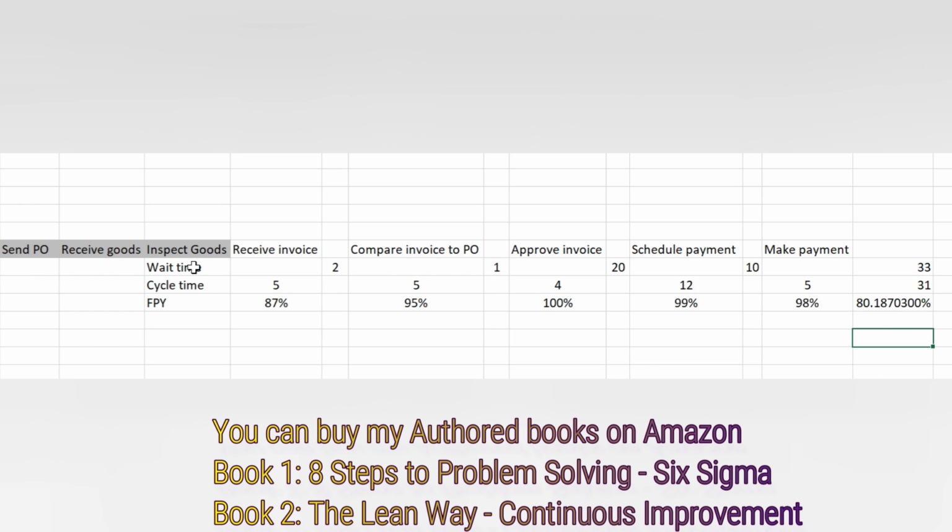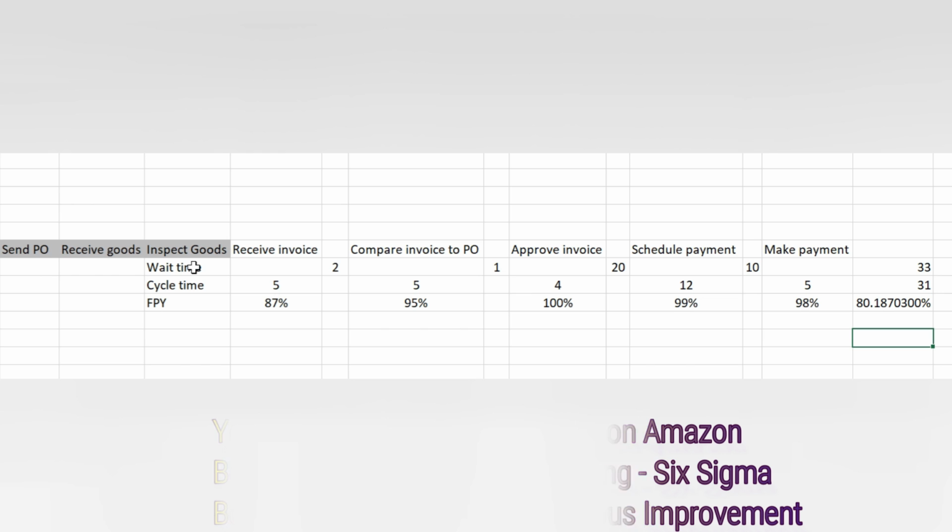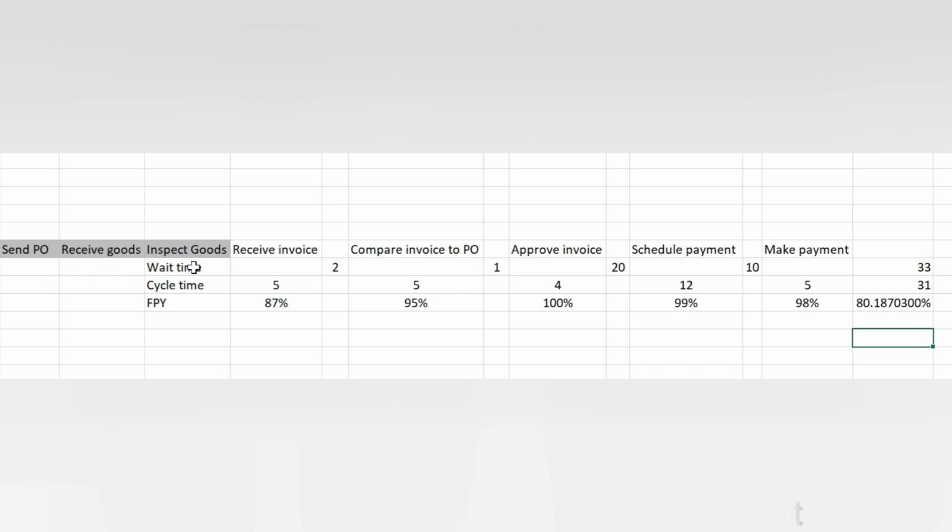There are a few other things that can be done with the help of this particular VSM. The process capability can be calculated. The formula to calculate process capability is cycle time divided by the total time. For example, in this case, the cycle time is 31 minutes and the total time is 64 minutes. So the process capability is 48.44%.